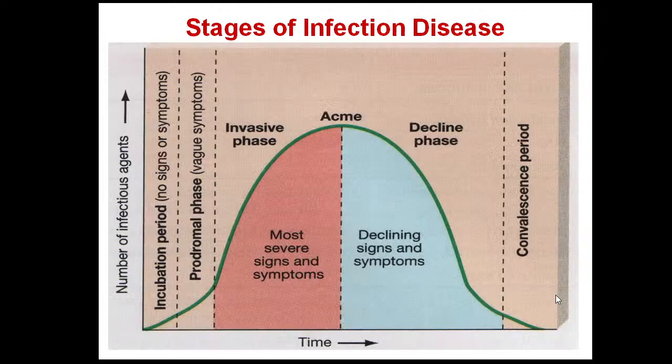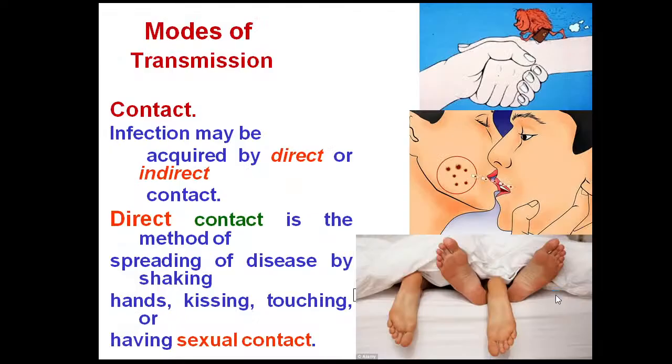So now we take a look at the stages of infectious disease. We start with typical acute disease. So what does it mean, acute disease? We have two types, acute or chronic, right?